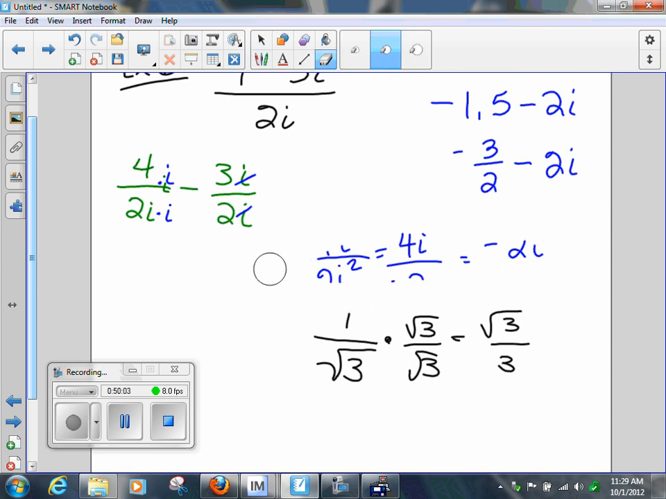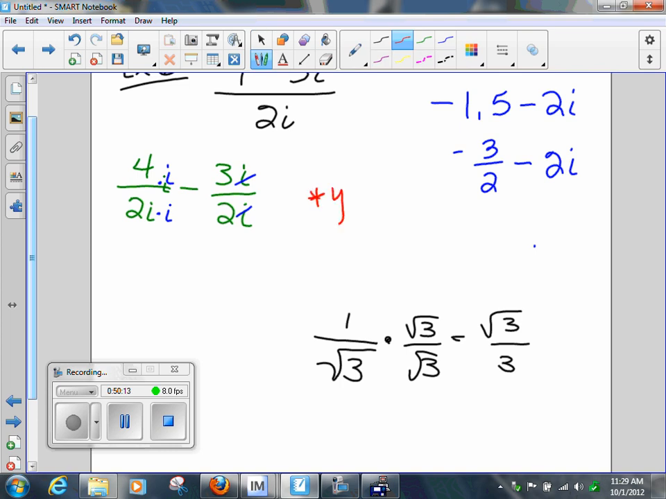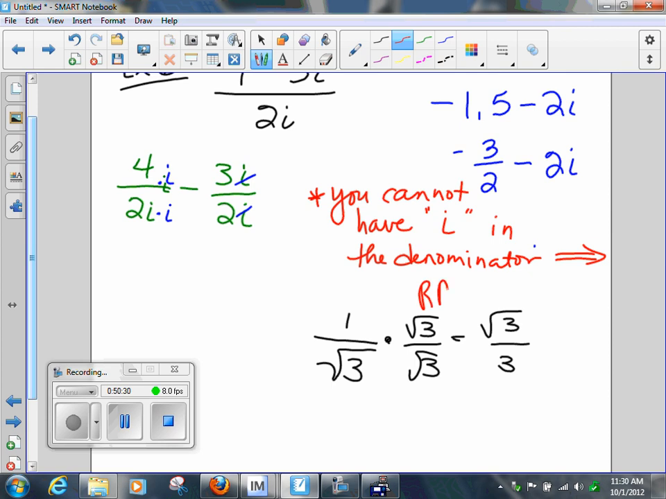Put this in your notes. You cannot have i in the denominator, which means rationalize. Which is the same thing we did with the radicals.